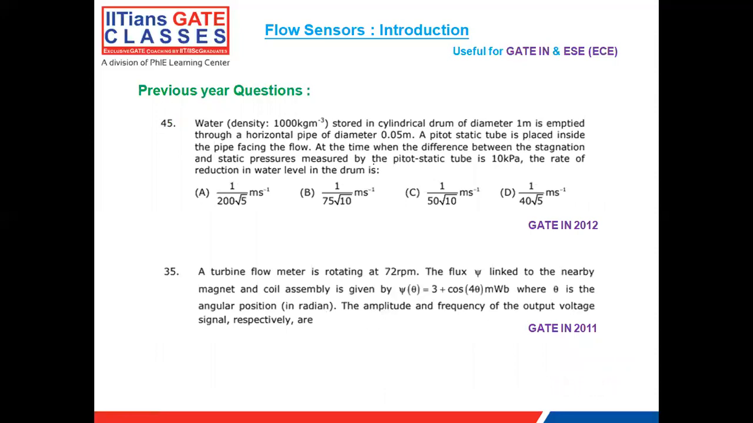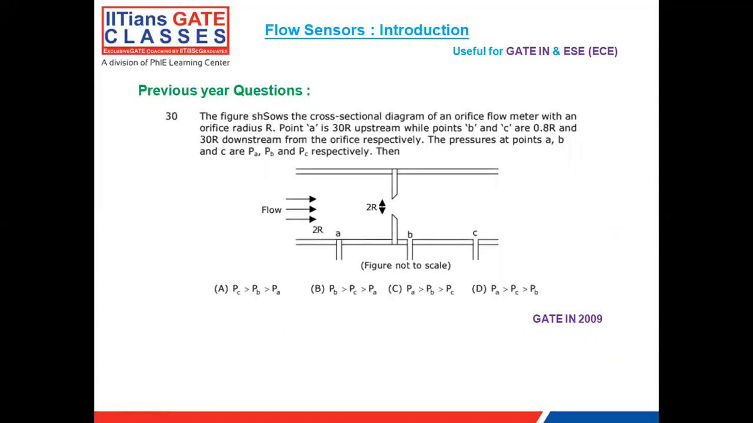Again in 2012, the question was from Pitot static tube. In 2011, a turbine flow meter question was asked. In 2009, this is also a differential pressure question. You have to know the pressure between points A, B, and C.